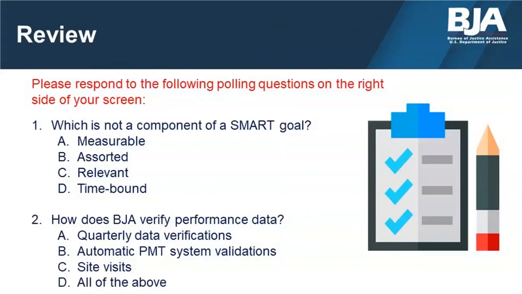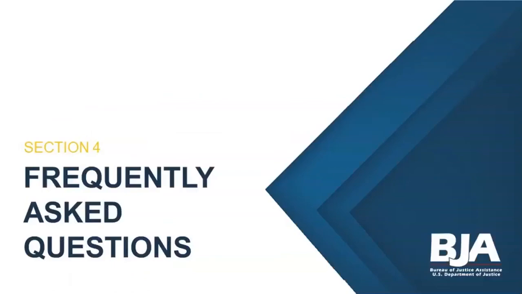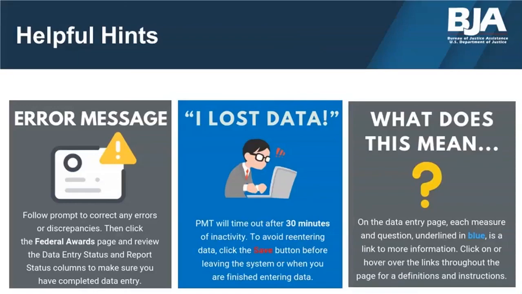Last review. Please answer the final 2 polling questions to the right of your screen before we move on to the Q&A portion of this training. The answer to question 1 is B, assorted. The answer to question 2 is D, all of the above. Finally, we'll go over frequently asked questions. I'll now go over a few FAQs and helpful hints.